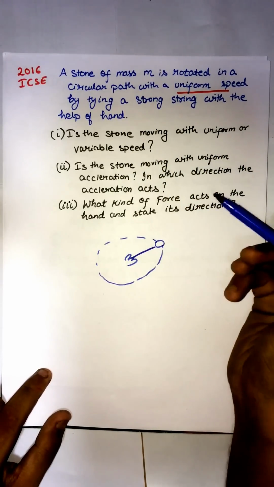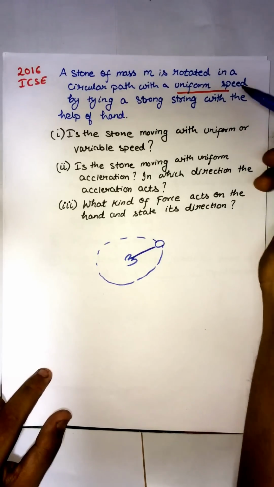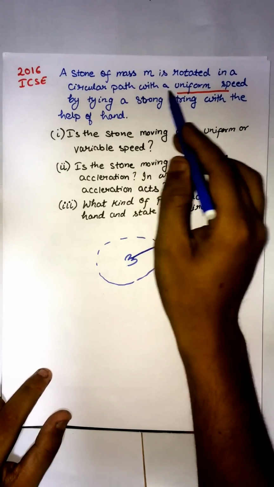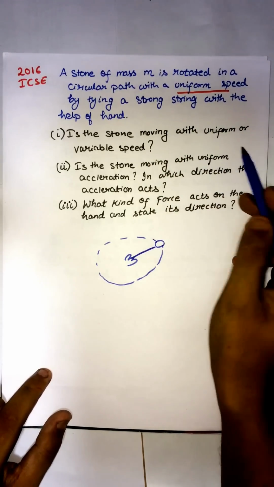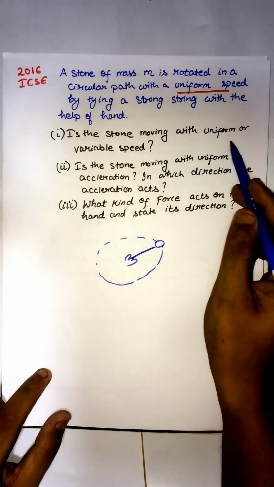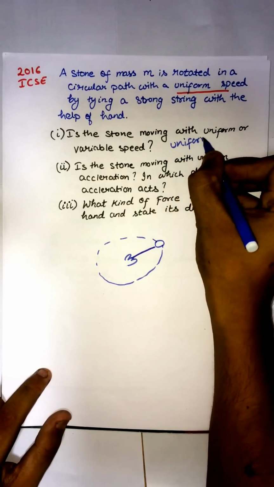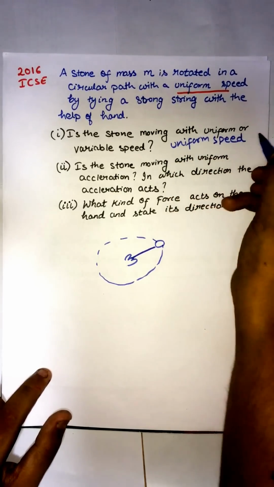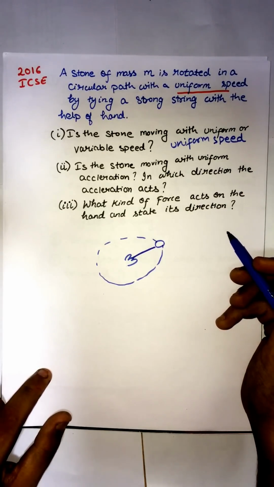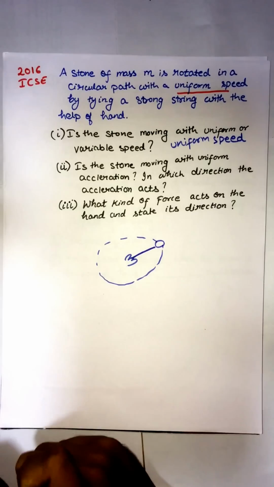So see, the answer to the first question lies in the question itself. It says with a uniform speed, and the question is, is the stone moving with uniform or variable speed? Definitely it is moving with uniform speed. So simple. Next question, is the stone moving with uniform acceleration?